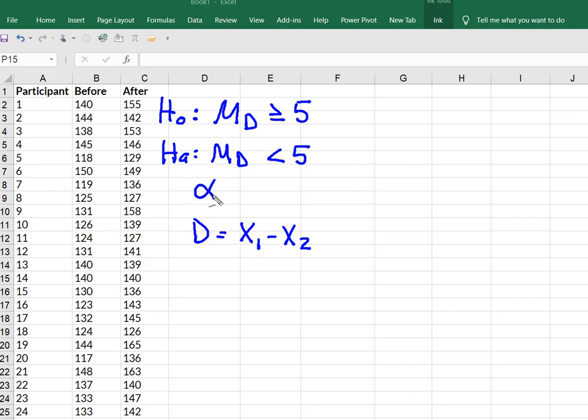We're going to test at a 0.05 level of significance, so our alpha is 0.05. And we don't have to worry about normal distribution because our n is equal to 50, and that meets the criteria for large sample under the central limit theorem. So we're going to use the data analysis tool in order to make this happen.